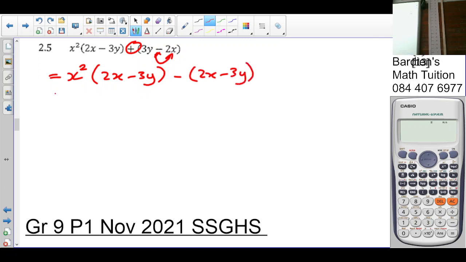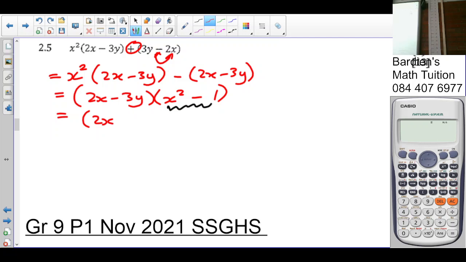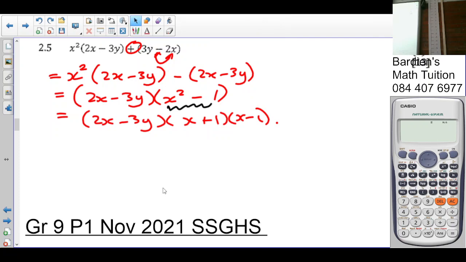There is now a common factor. 2x minus 3y, x squared minus 1. There, not a common factor, no. Difference of two squares. So it's 2x minus 3y, x plus 1, x minus 1. Okay.